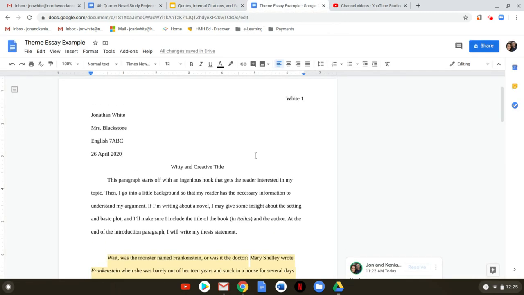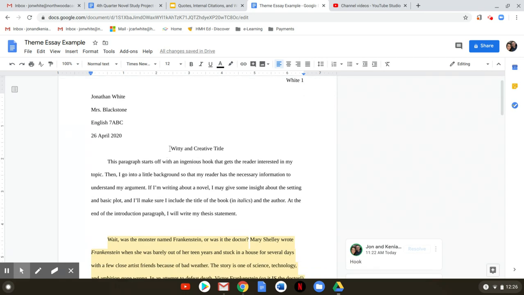Now you'll notice this one is already set up in MLA format like I did in the last video. It's got the heading, the header, and the page number. And then here's what this filler spot, this placeholder, would look like. I have my witty and creative title, and then it says this paragraph starts off with an ingenious hook that gets the reader interested in my topic.